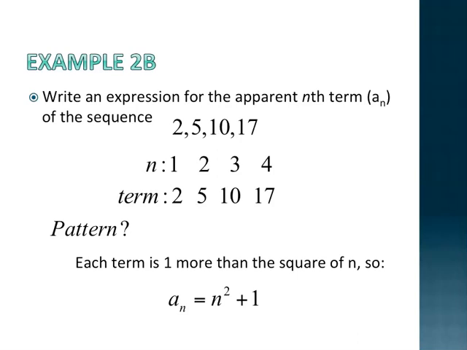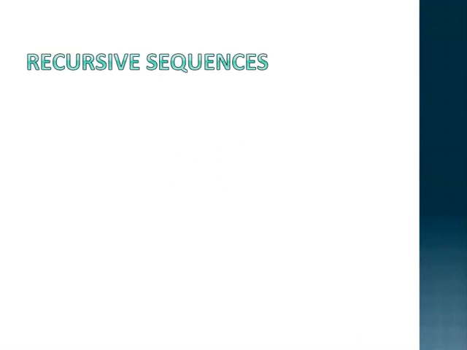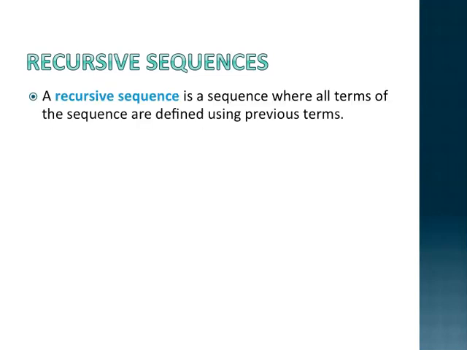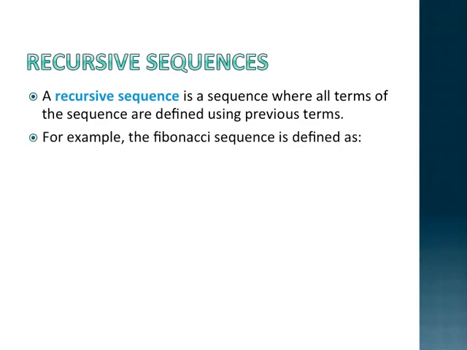All right, next we have recursive sequences. So recursive sequences, this is where you have a sequence where all terms of the sequence are defined using previous terms. A very classic example of this is the Fibonacci sequence. If you've heard of the Fibonacci sequence, but don't know what it is, this is how we define it. We would say a0, so we actually start with 0 here, is equal to 1, and a1 is equal to 1. So the first 2 terms you have are both 1.